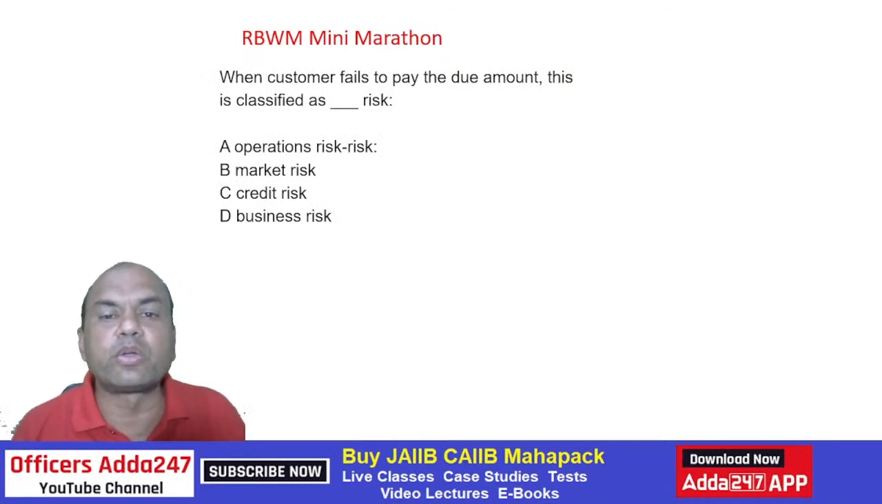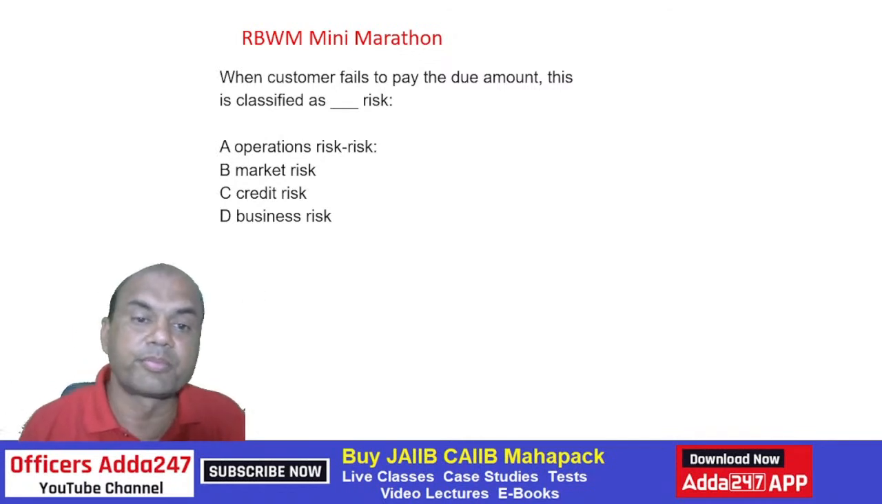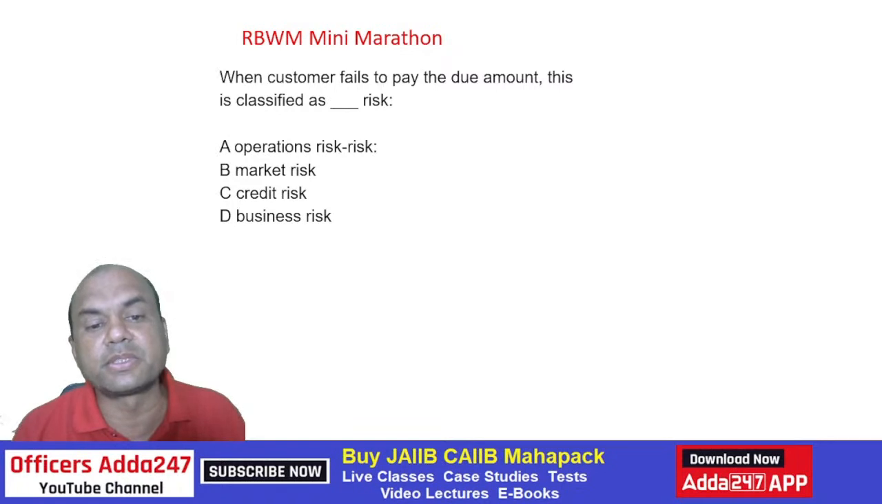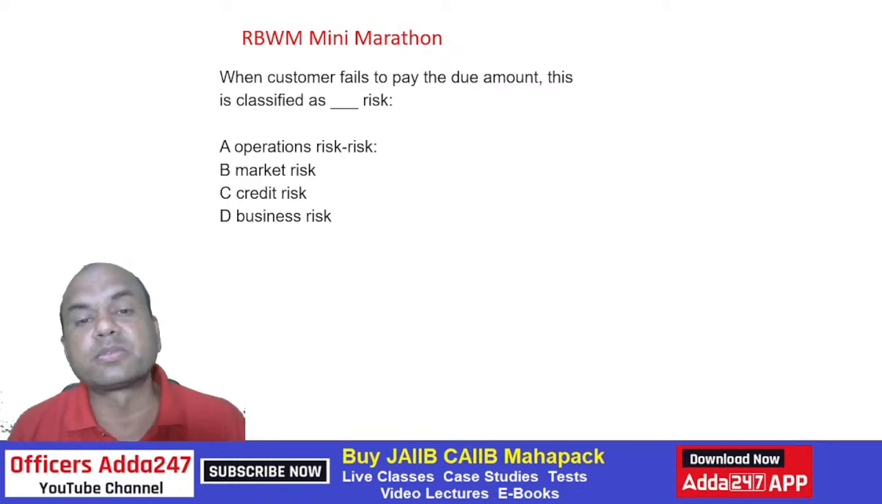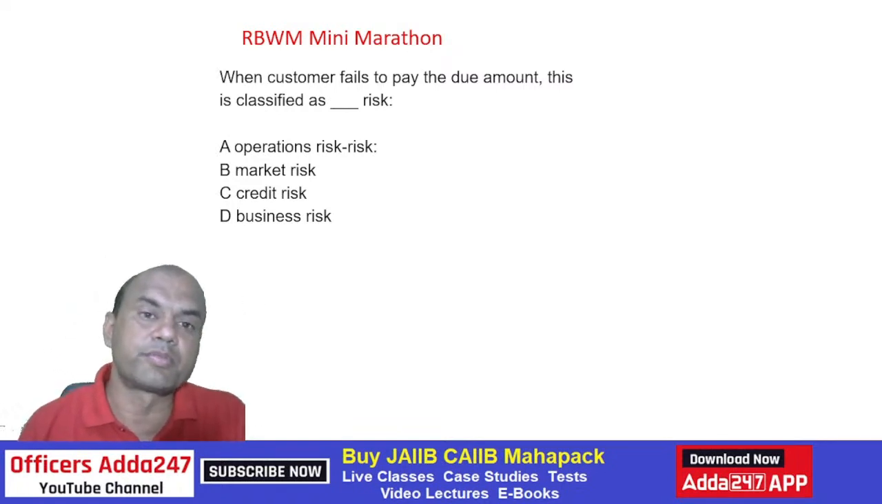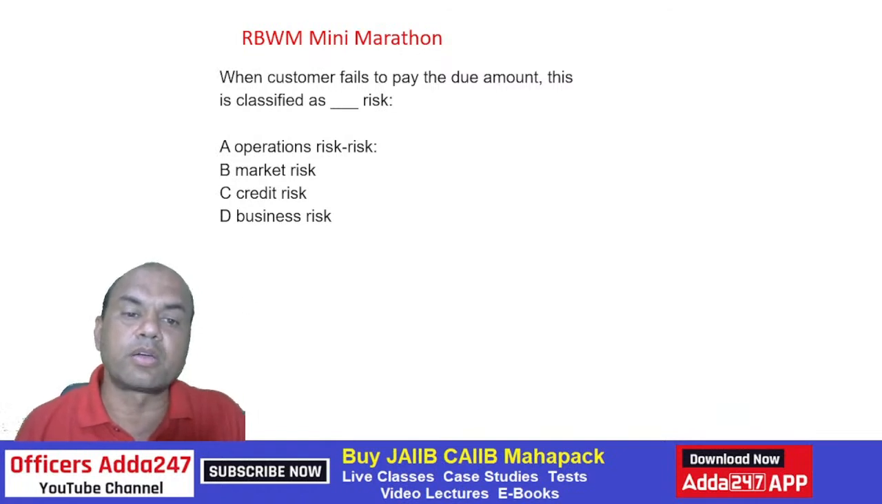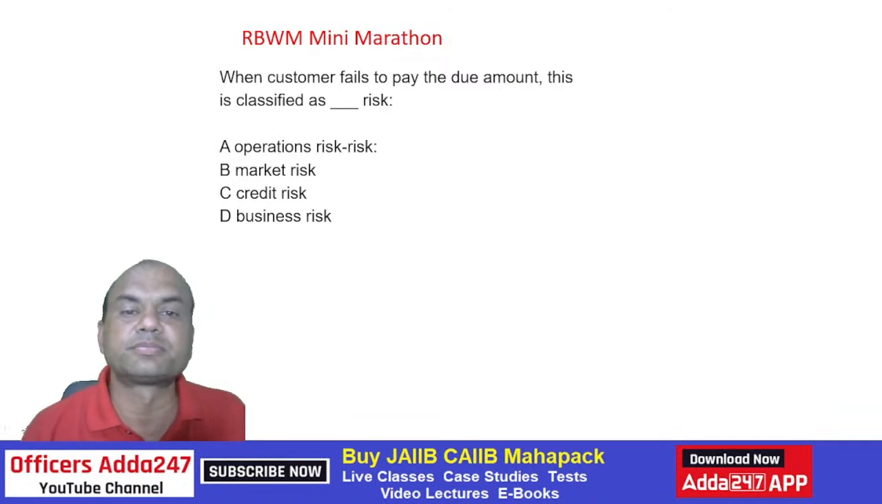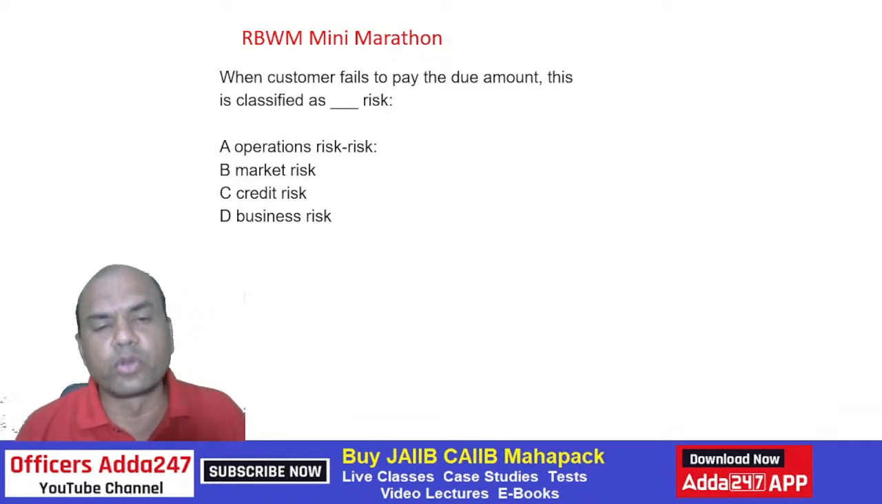When customers fail to pay the due amount, this account is classified as due amount. Operations risk, market risk, credit risk, and business risk. So if the customer does not pay the due amount, this account will be called as what? This will be what type of risk? Operations, market, credit, and business. Okay, if you don't know, I'll give the answer.